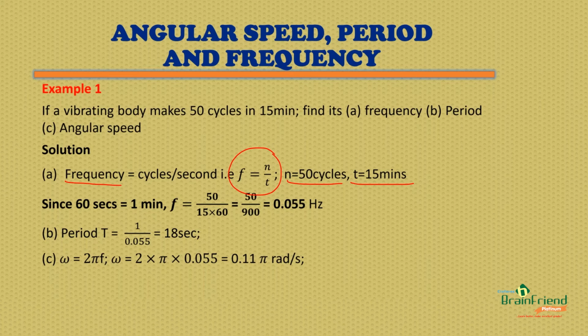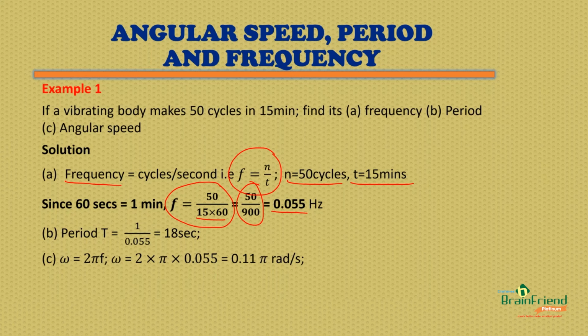But our t is given in minutes. We have to convert it to seconds before solving. 60 seconds make 1 minute. Therefore, our frequency f is equal to 50 over 15 times 60. Here we have 15 times 60 because we are converting 15 minutes to seconds. Solving through, we have 50 over 900. 15 times 60 is equal to 900. 50 divided by 900 gives us 0.055 Hz.